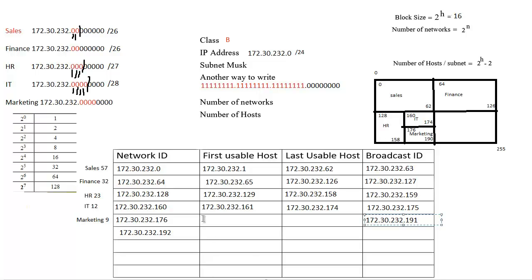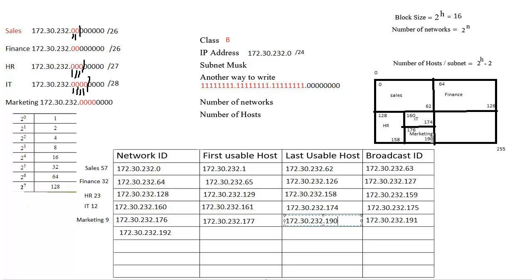The first usable host for this network is 177. And the last usable host for this network is just before this, 190. So this 176 network starts from 177 and finishes at 190.